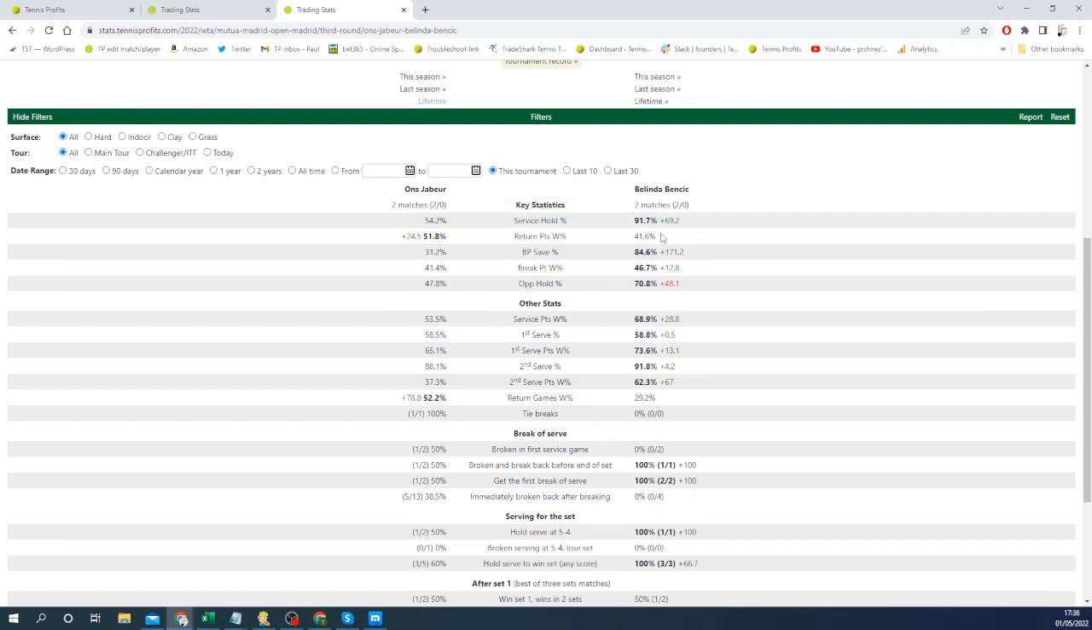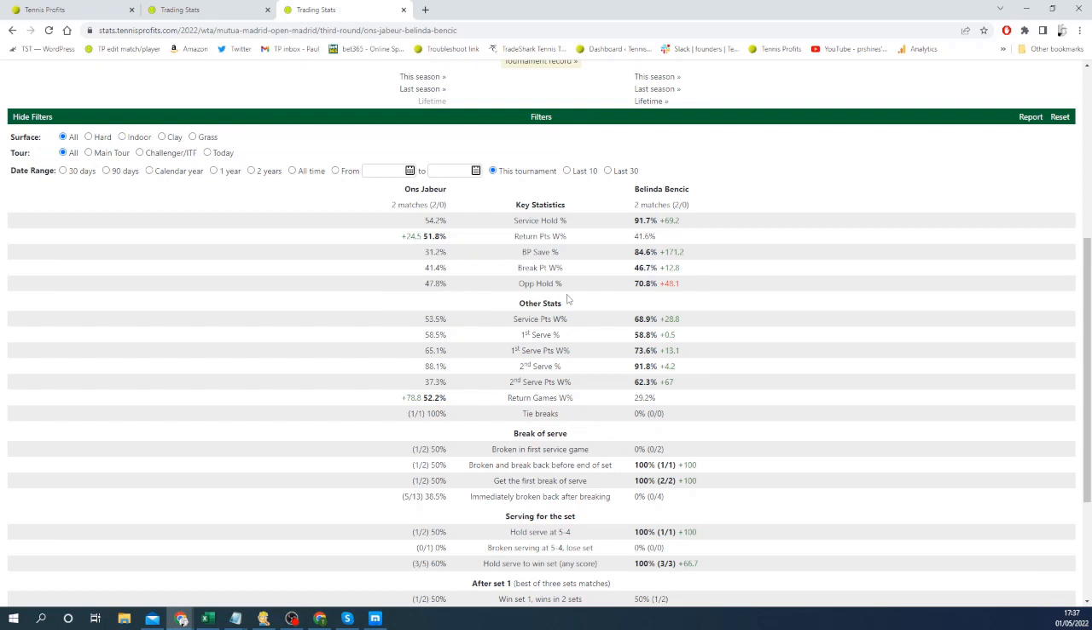just in this tournament. You see their massive difference in the service holds, 92% nearly for Bencic and 54 for Jabeur, as we saw with the number of breakpoints that she'd faced. She's had to work a lot harder for her service holds. Return points are better for Jabeur. Breakpoint save better for Bencic. Breakpoints won better for Bencic.